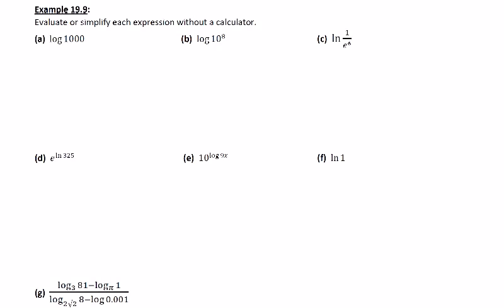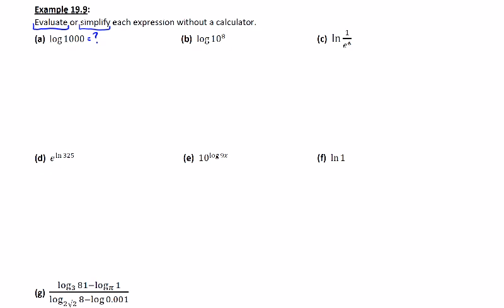Example 19.9 is going to ask us to evaluate or simplify each expression without a calculator. And we saw a type of example like this earlier in the section, but now we're going to be working only with the common log and the natural log, just to get you familiar with those. So we have on our first statement log of 1,000. The approach will be the same as we did earlier in the section. I'm going to set this equal to a question mark.